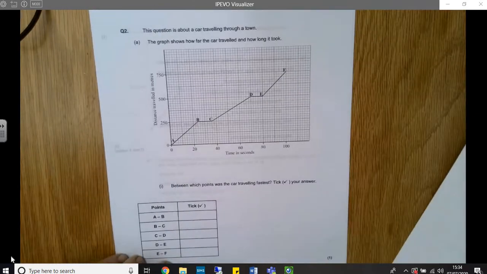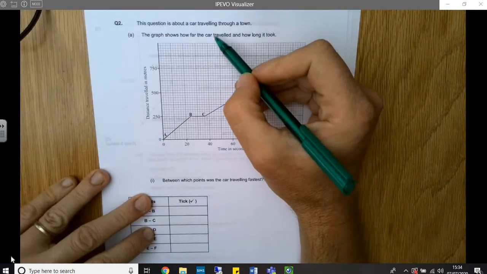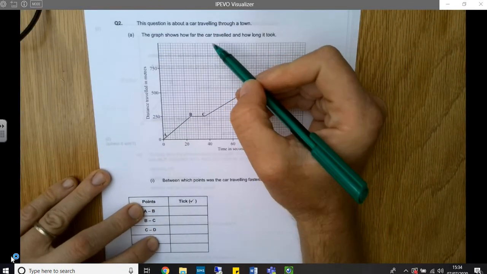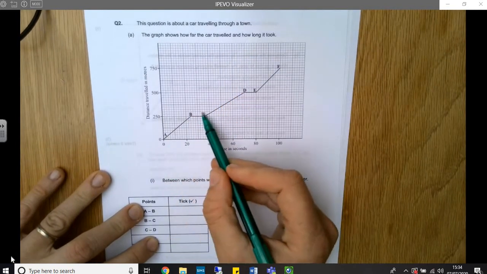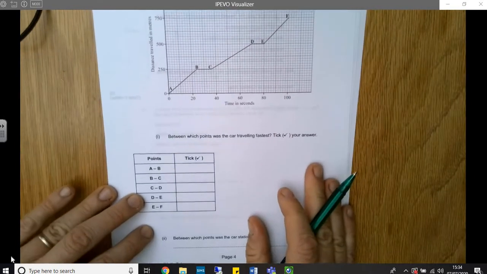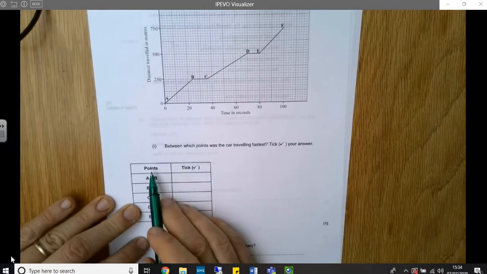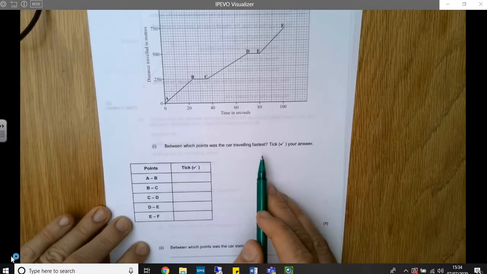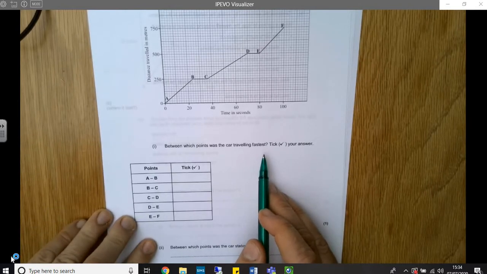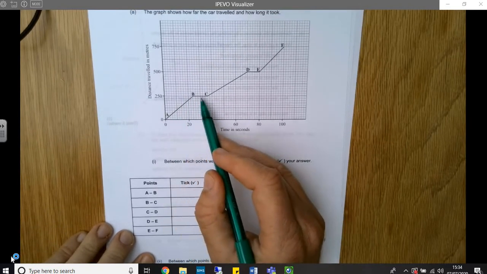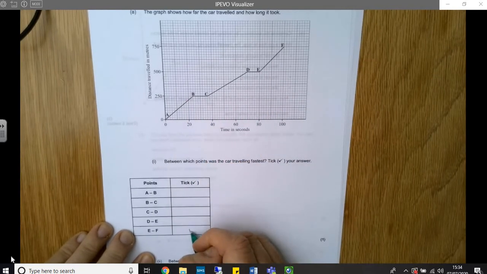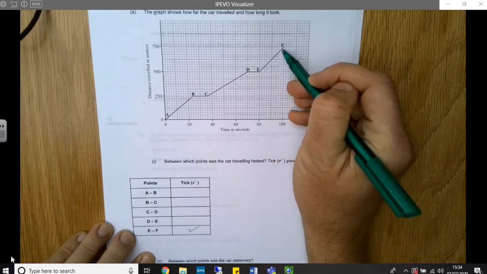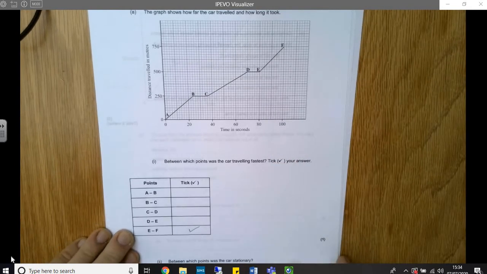Okay, next question, question number 2. Again, we're looking at a distance time graph. Distance and time shows how far the car travelled and how long it took at various parts of the journey. Now it says in the table, between which points was the car travelling the fastest? What we should have noticed is that based on the steepness of the lines, E to F is the steepest and therefore the car is travelling fastest.